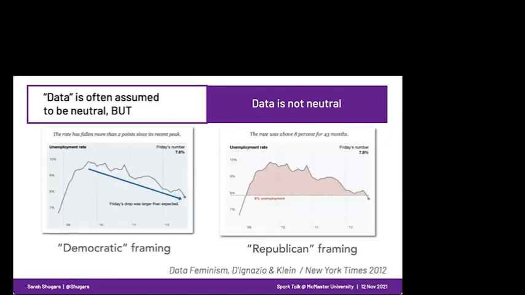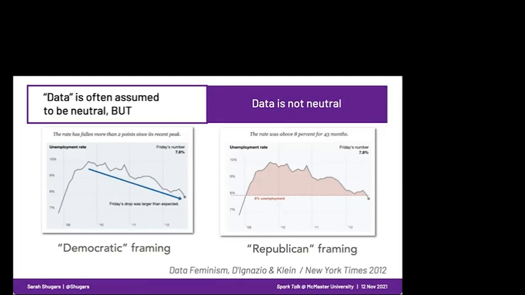So here's an example of that, particularly looking at the challenge of presenting data. This comes from a really excellent book, Data Feminism, by Catherine D'Ignazio and Lauren Klein, and they got this example from the New York Times. Both these plots show the same data. If you look at the gray line, it's exactly the same across both plots. But the version on the left emphasizes that the unemployment rate has been dropping, which is favorable to Democrats. And the version on the right shows that unemployment has been elevated for several months, a framing which is favorable to Republicans. The key thing is that both of these things are true.